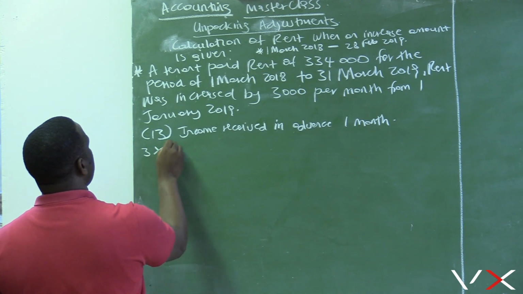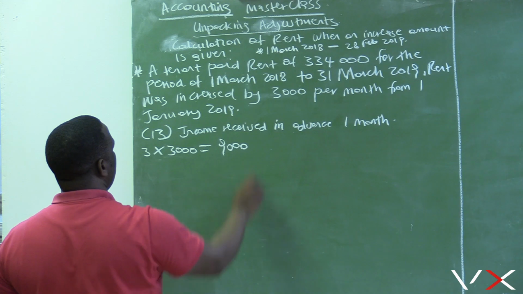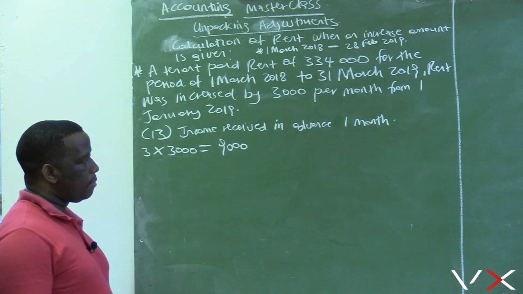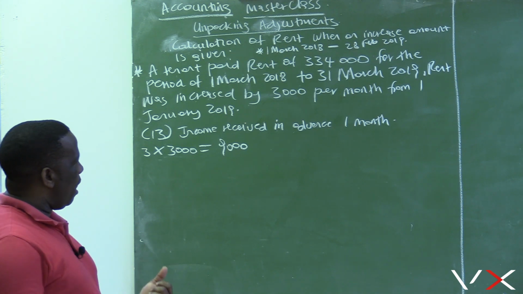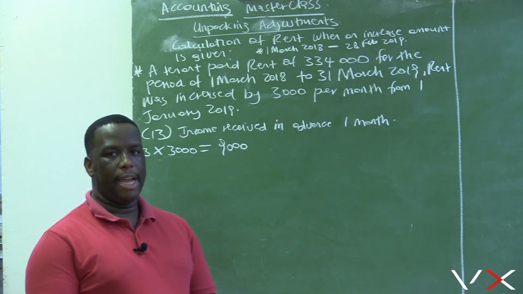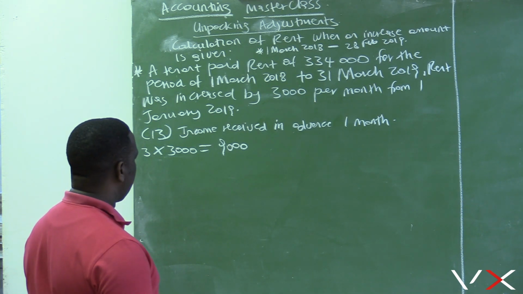So we have 3 multiplied by 3,000, which gives us an increase of 9,000. The increase is 9,000. That is January, February, and March. So there is an increase for 3 months.